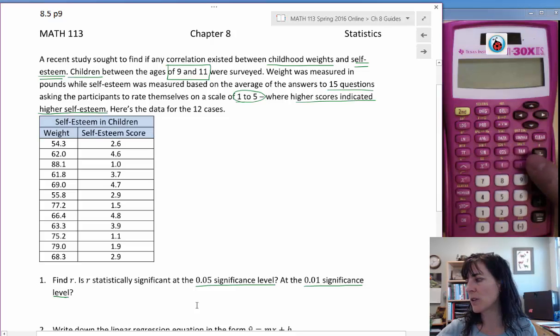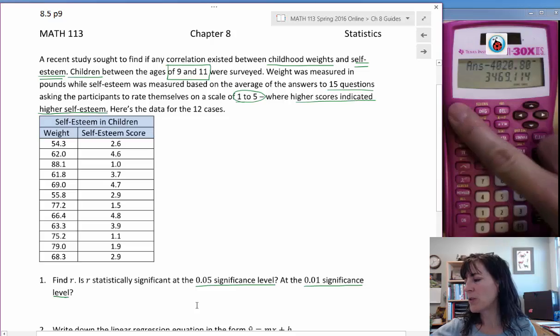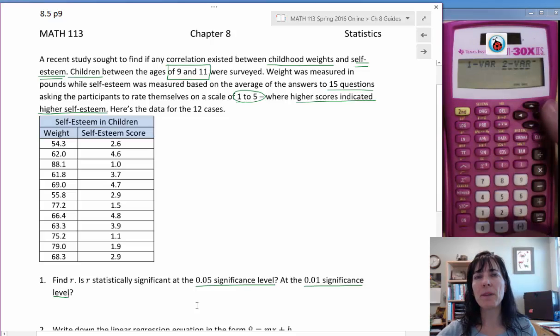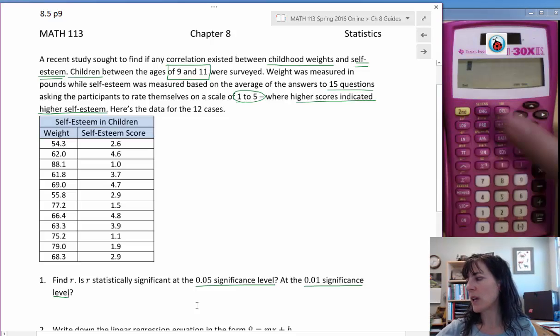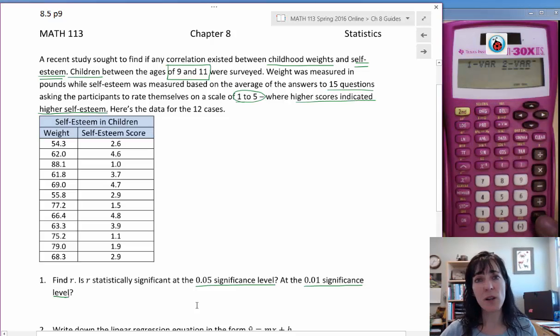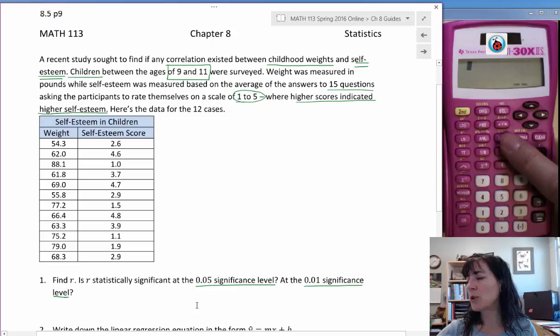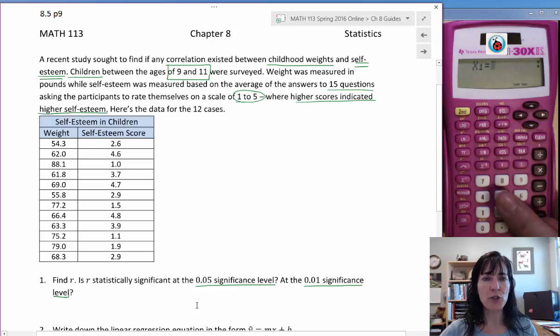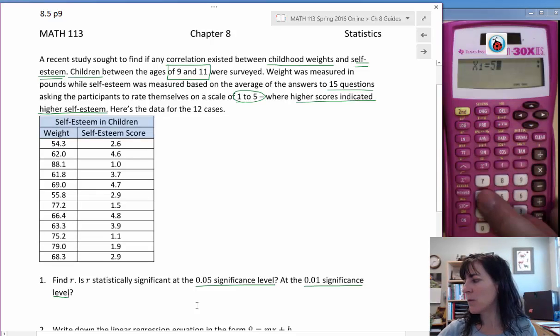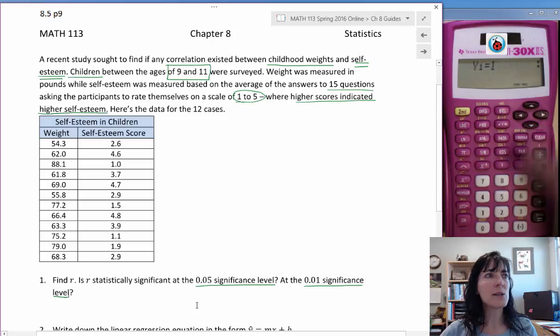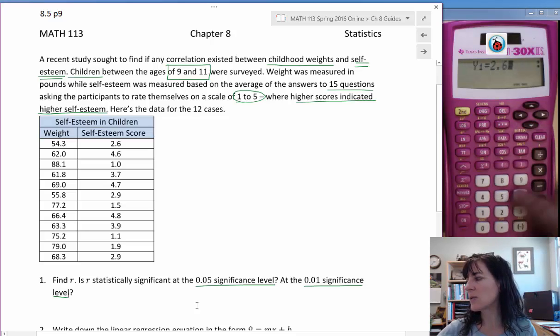So I first want to clear my data. So I'll do second data, slide over to clear data, and push equals. Second data one more time, and it is on the 2 variable. That's good because I have 2 columns in my table. And then push data, and we'll start entering data. 54.3 for the X goes with 2.6 for the Y.